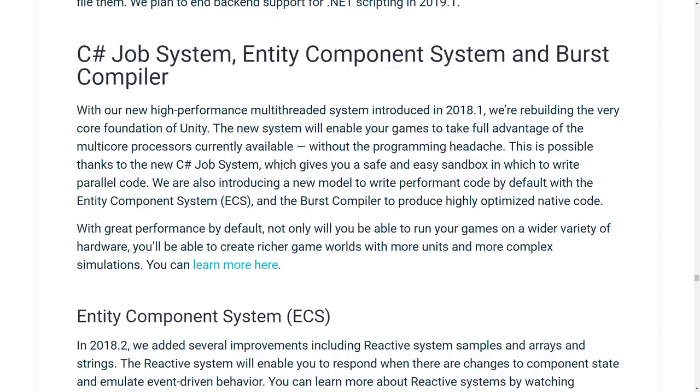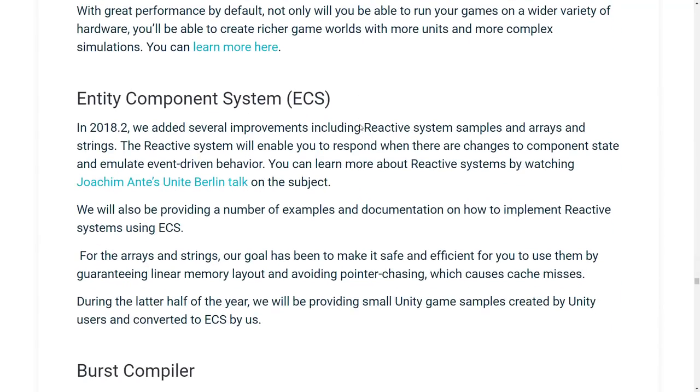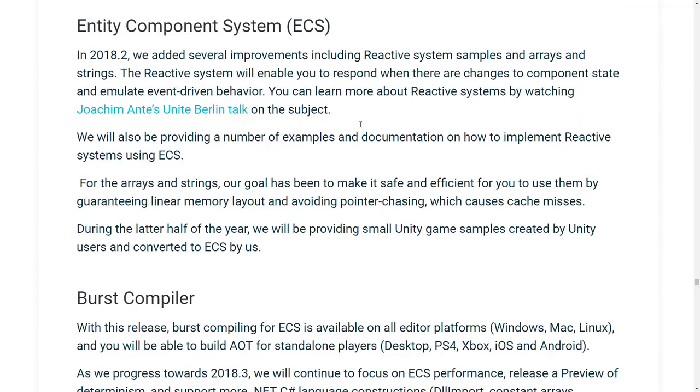Yeah, the ECS system, there's not a whole lot new here. This was released in an earlier version. ECS is pretty awesome. Burst Compiler is pretty awesome. And the job system is pretty awesome. They all kind of go together. They're the future of programming in Unity.